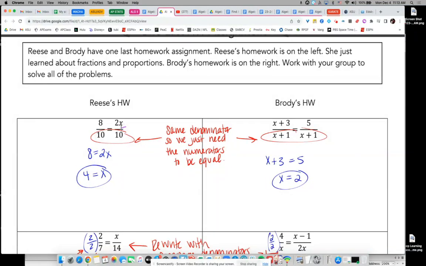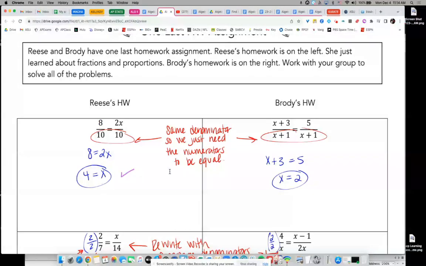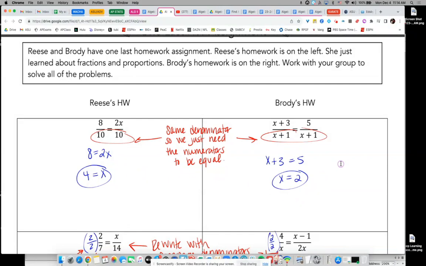So you can see up here, if I put 4 back into the x, I'll get 2 times 4 is 8. So I'll have 8 tenths equals 8 tenths. I know it works. You can always check your answers on these. That's the good part about solving. You can go back, put in that value, and actually see that it works or it doesn't work. If it doesn't, then you did something wrong. If it does, then you can feel confident that you got the right answer.